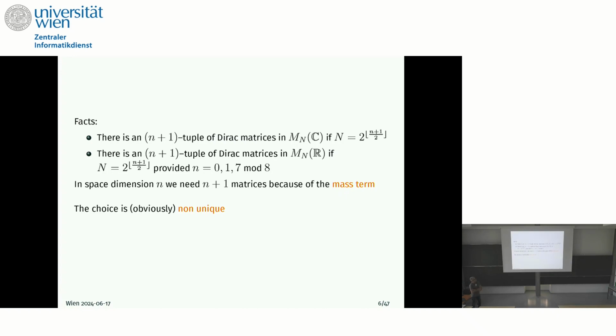Okay. You can solve the problem with complex matrices in any dimension, and for some cases, modulo 8, you can solve it also with real matrices, with real entries, but the size increases with dimension, of course. And of course, the problem is not unique. For instance, in dimension 3, you get 16 different Dirac matrices that can solve the problem, but you have to pick a group of matrices, okay?